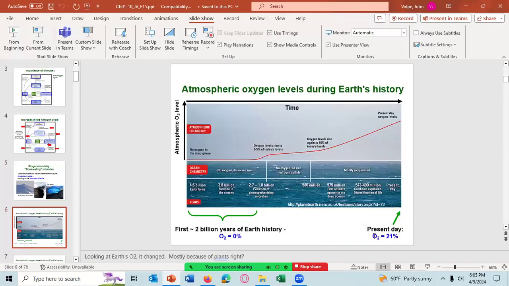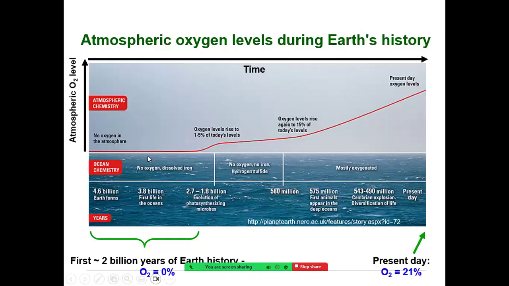When we look at atmospheric oxygen, we'll note that oxygen in the history of the Earth has changed. Only at present day do we have oxygen at 21%. Before that, oxygen levels were reduced. And before about 2.7 billion years ago, there was no oxygen in the Earth's atmosphere. So for the first, I don't know, 1.8 billion years... Is that years ago or present day?